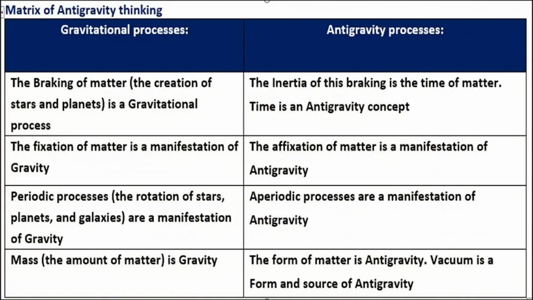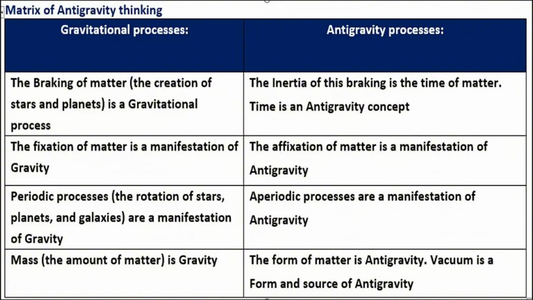The deceleration of matter, the formation of planets, are processes of gravity. The inertia of this deceleration is the time of matter. Time is an antigravitational concept. Do you understand? The inertia of a decelerating cosmos and its objects is precisely the time of those objects. The fixation of matter is a predicate, a property of gravity. The affixation of matter is a manifestation of antigravity.